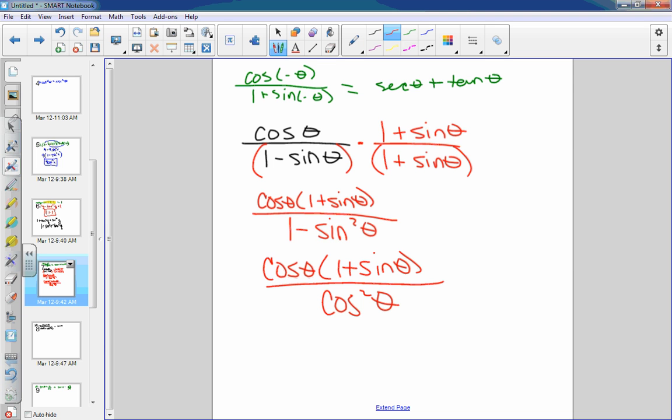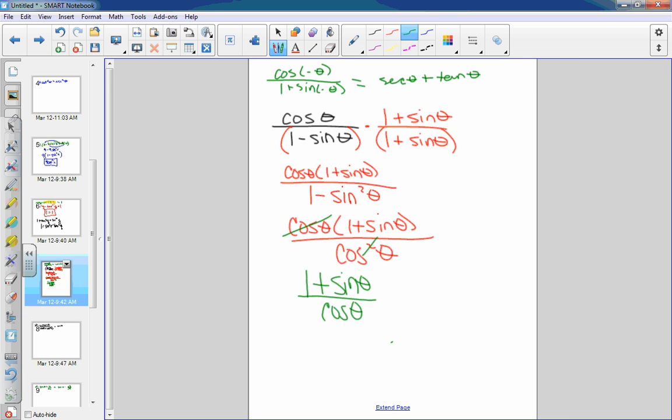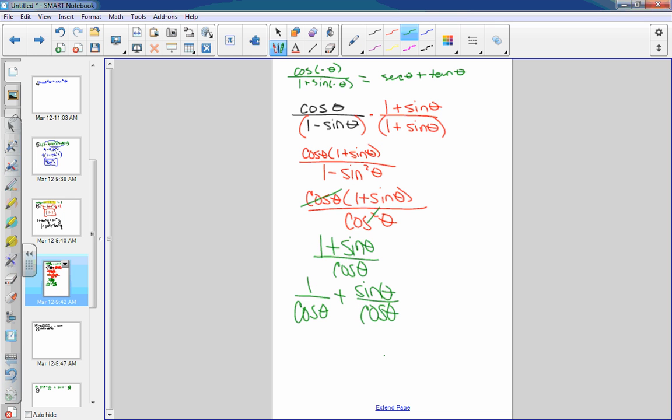Absolutely. The cosine on the top goes away completely, and how many cosines am I left with on the bottom? I'm left with 1. So now I have 1 plus the sine of theta all over the cosine of theta. Why am I going to split those apart? Because I need two terms, not one fraction, two terms. So this is going to give me the 1 over the cosine of theta plus the sine of theta over the cosine of theta. Well, folks, what's 1 over cosine?